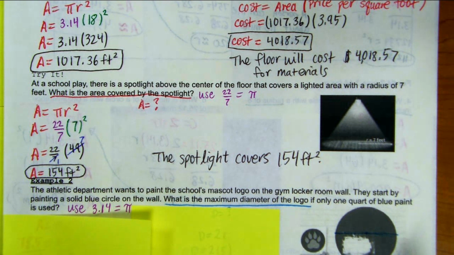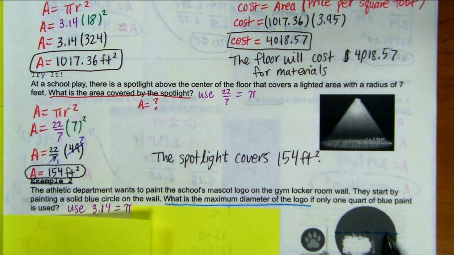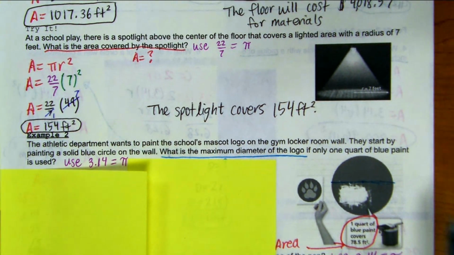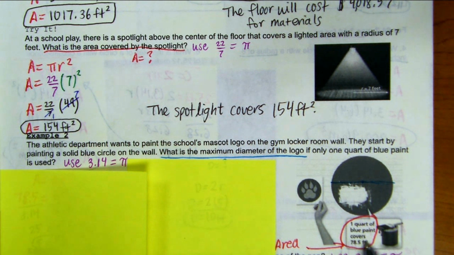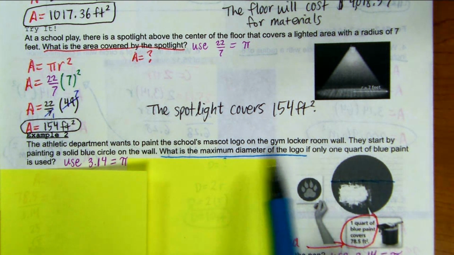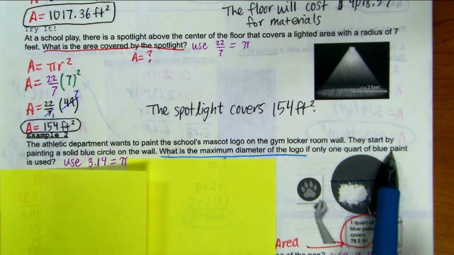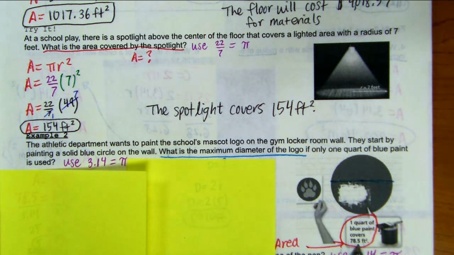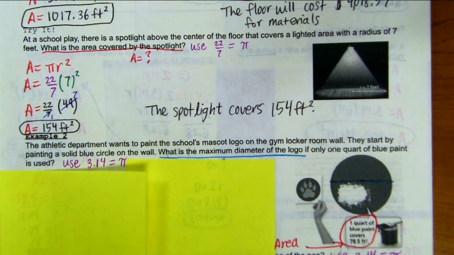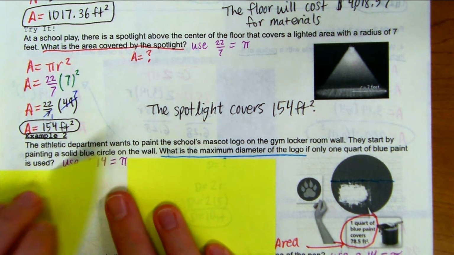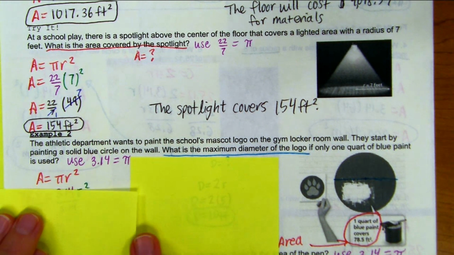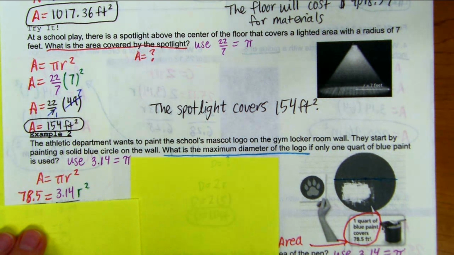Well, we don't have a formula that uses diameter, but we can still use the formula for area. Now, in this case, if we look down here, we can see that we're told 1 quart of blue paint covers 78.5 square feet. That tells us the area. The problem says they only want to use 1 quart of blue paint, so that means they can cover 78.5 square feet. So that is going to be the area that we use for this problem. So we can go ahead and set up our formula. Area equals pi times radius squared. We can substitute in, we know for area, we're using 78.5.